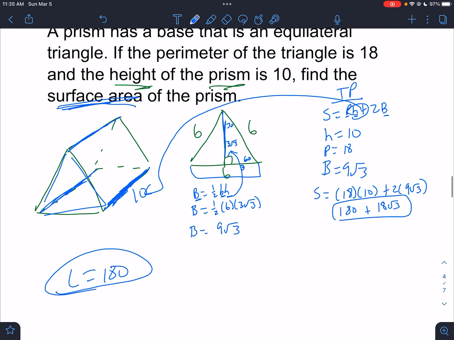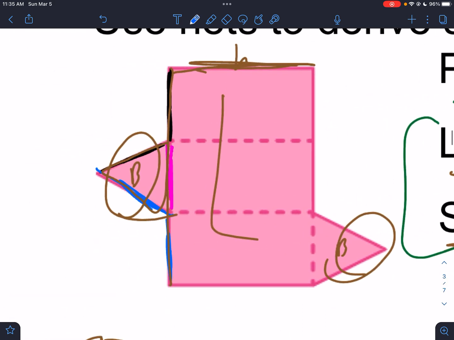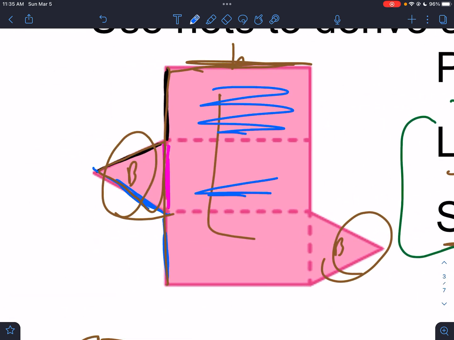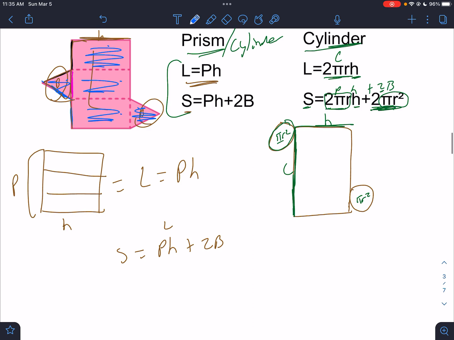Surface area is not volume. We're going to do volume later. Volume is how much space something takes up. Surface area is the area of every individual surface added up. In this case, it's rectangle plus rectangle plus rectangle plus triangle plus triangle. On the cylinder, it is circle plus rectangle. It's if you laid it flat and add up the area of every surface.